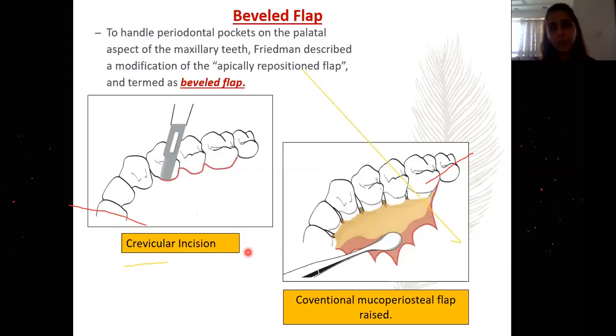On the palatal aspect, it is virtually impossible to displace a flap. So in order to handle palatal flaps or periodontal pockets in the palatal region, Friedman proposed the beveled flap. Here you have the crevicular incisions that will be taken, and a conventional mucoperiosteal flap would be raised.